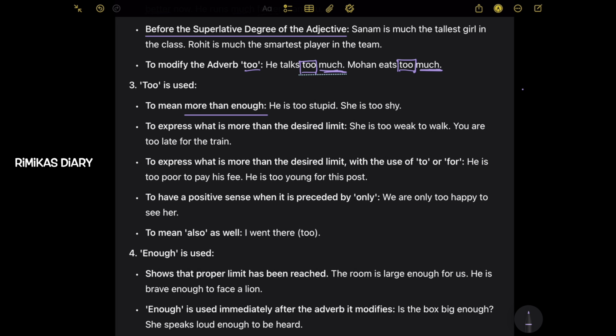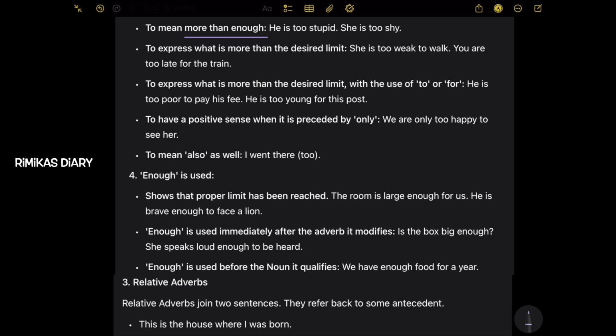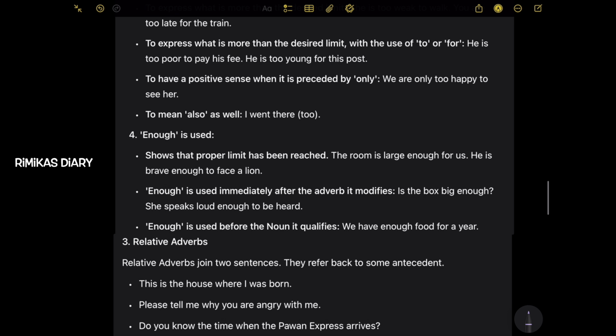To express what is more than the desired limit. She's too weak to walk. You're too late for the train. To express what is more than the desired limit with the use of too or for: He is too poor to pay his fee. He is too young for this post.